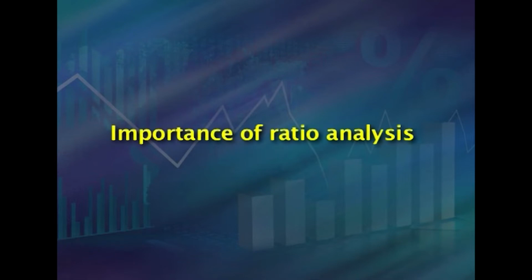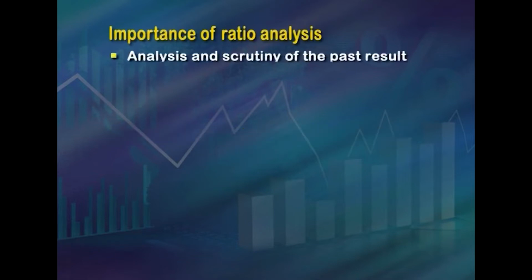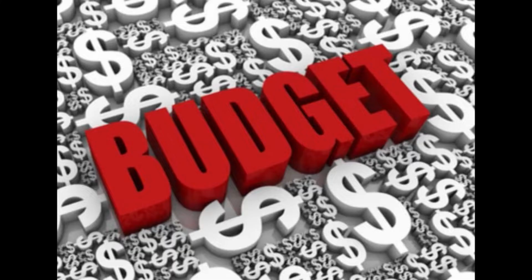Coming to the importance of ratio analysis: scrutiny of the past result. It helps to analyze the probable causal relationship among different items after analyzing and scrutinizing the past result. Preparation of budgets. The ratios that are derived after analyzing and scrutinizing the past result help the management to prepare the budgets and estimates, to formulate policy and to prepare the future plan of action, and thus help as a guide to harmonize among different items for preparing budgets.